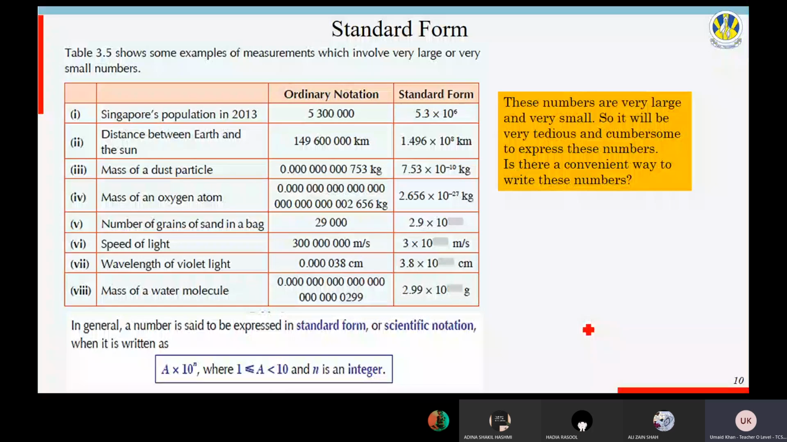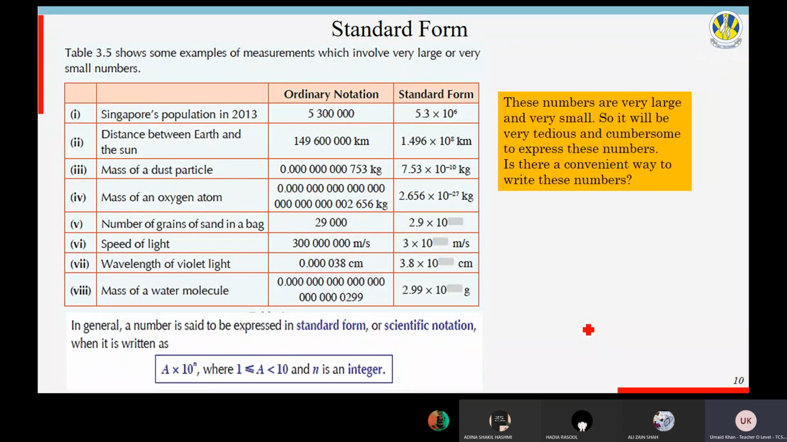What is the concept of standard form? Standard form is actually a representation of numbers in a form of powers of 10. So I'll repeat again. It is a form of representation of numbers in powers of 10, and that is known as standard form. Now, what is the motivation behind standard form? Why do we need standard form?